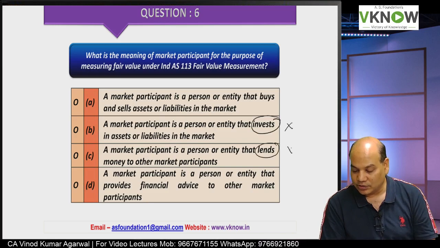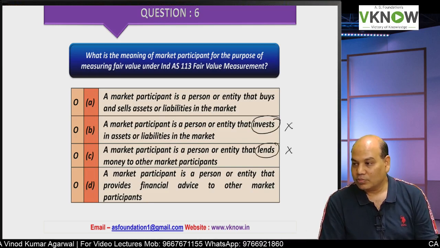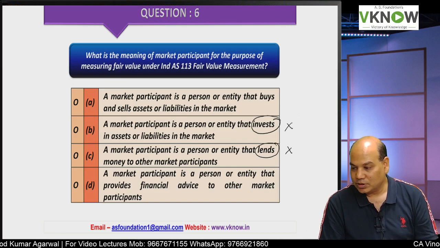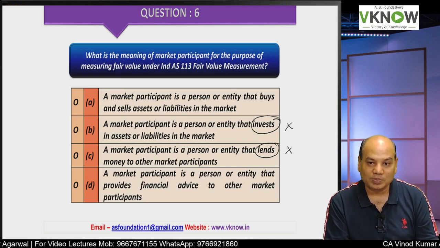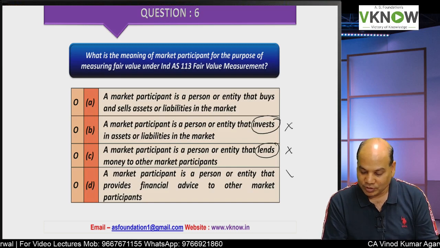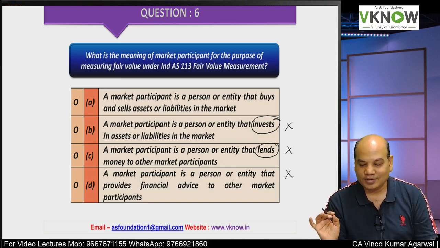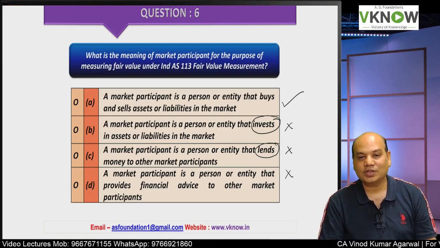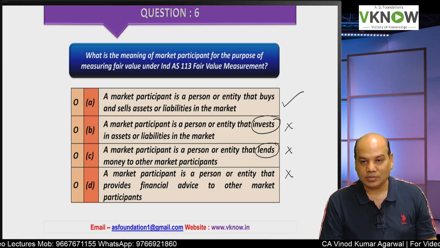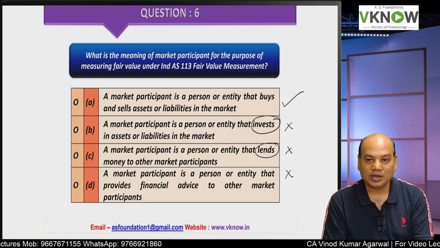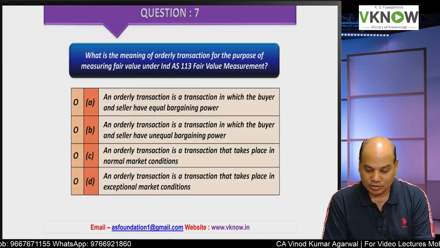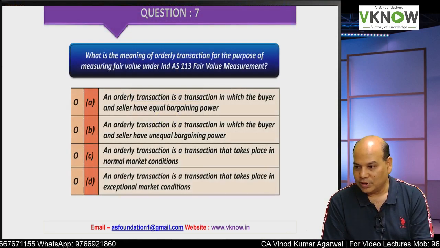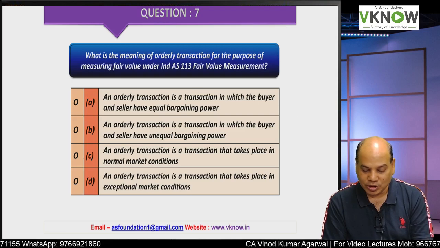Market participant is a person or entity that lends money to other market participant. Oh, these are all imaginary definitions. Market participant is a person that provides financial advice to other market participant. If you have read the standard, you will find that, oh, this is such an easy option. But if you have not read the standard line by line in detail, you may make a mistake. The answer was A. Again, one more question I will take, then it is your good luck.